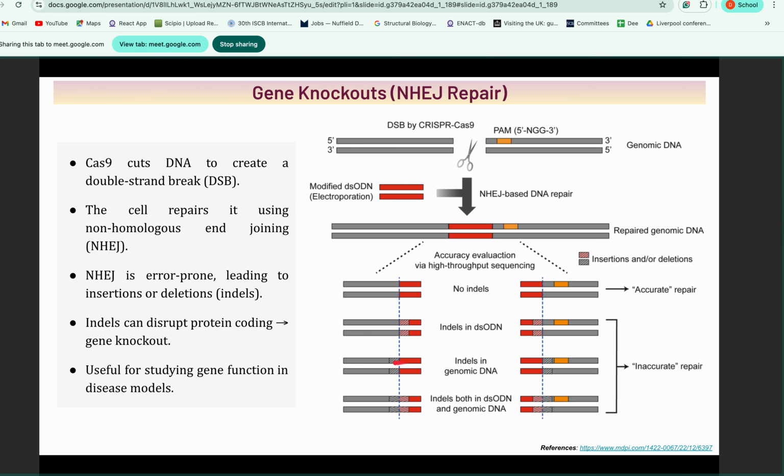In this case, they observed that there are indels, but in the genomic DNA, which could either be insertions or deletions. And similarly, in this case, they observed that both in the double-stranded ODN as well as genomic DNA, there are insertions and deletions present in both of them. So indels can disrupt protein coding and which can lead to the gene knockout. And it is useful for studying the gene functions in disease models. So this is how we can study the function of genes, because CRISPR-Cas9 can lead to the knockdown of the genes.